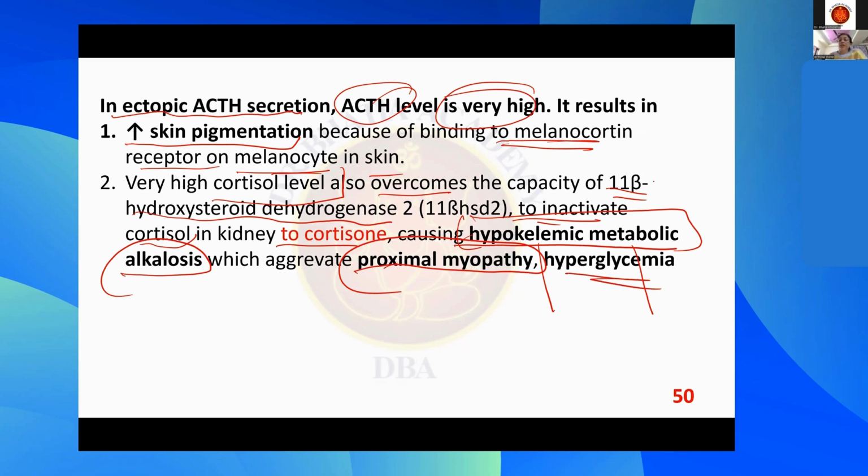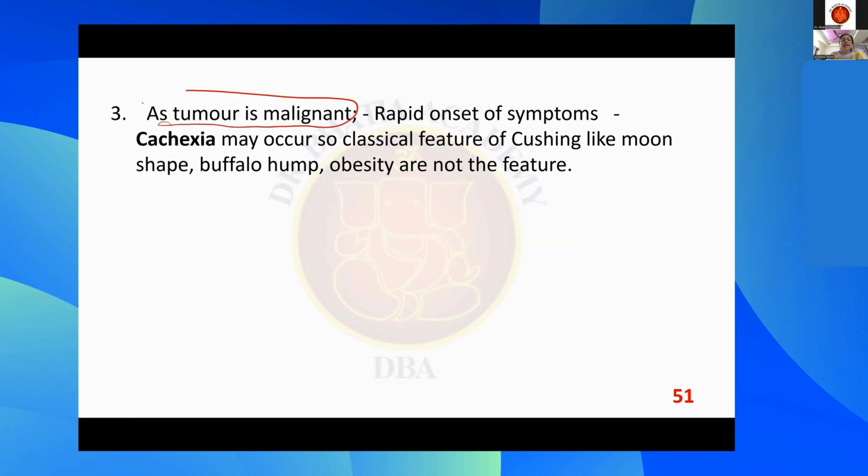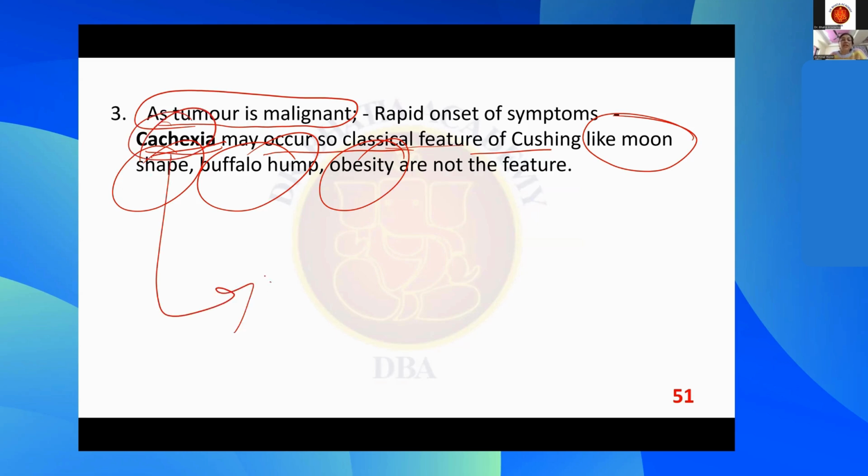So this is because of the 11 beta hydroxysteroid dehydrogenase, which is going to inactivate the cortisol in the kidney to cortisone. This has failed. As a result, there is hypercortisolism, and this causes hypokalemic metabolic alkalosis. Now, as the tumor is malignant, if there is malignancy, there will be cachexia. There will also be classical features like moon-shaped face, buffalo hump, obesity. Specifically, you will find cachexia predominates the picture in case of malignant adrenal masses.